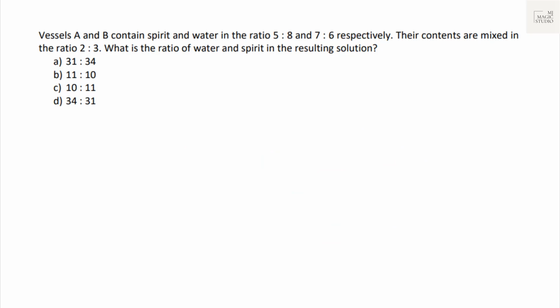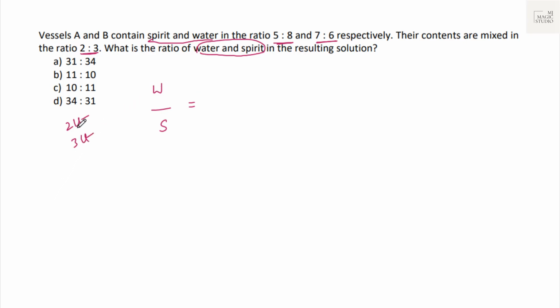Let's try this. Vessels A and B contain spirit and water in the ratio 5:8 and 7:6 respectively. Their contents are mixed in the ratio of 2:3. What is the ratio of water to spirit in the resulting solution? So their contents are mixed in the ratio of 2:3. We can quantify it. Let 2 liters be taken from vessel A and 3 liters be taken from vessel B.